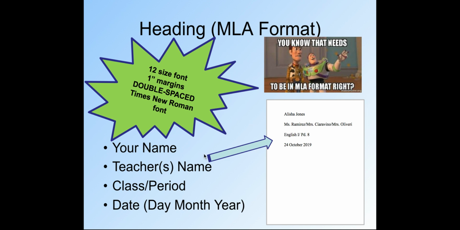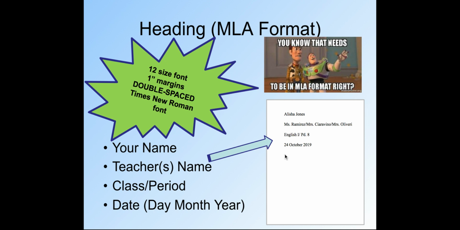In your upper left corner is this particular heading that I told you. You need to have your name, teacher or teachers' names. So obviously in some of our classes we have two teachers, so you still need to put both teachers' names, okay? I want you to make sure that you write English 1 because that's our class, and then you need to follow it by putting the period that you're in, okay? Whether it's 7, 8, 9, and then you need to put the date.